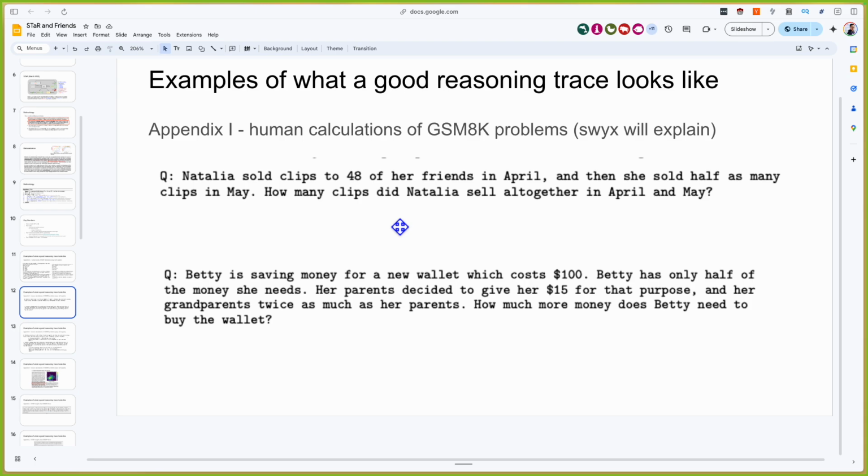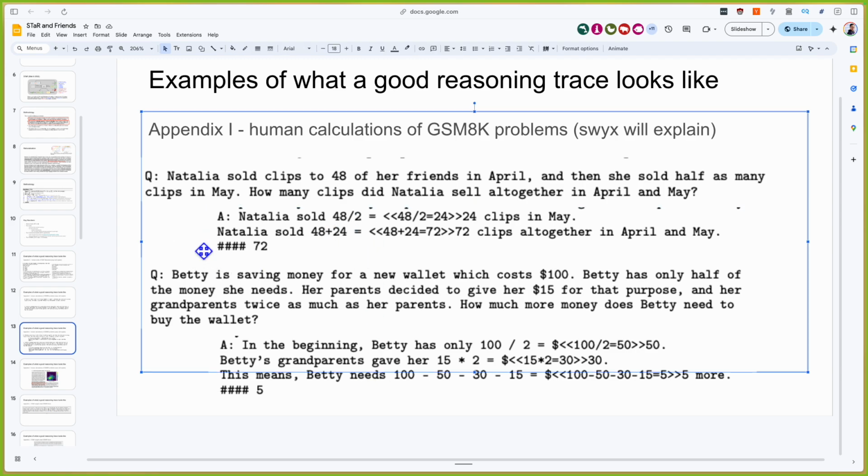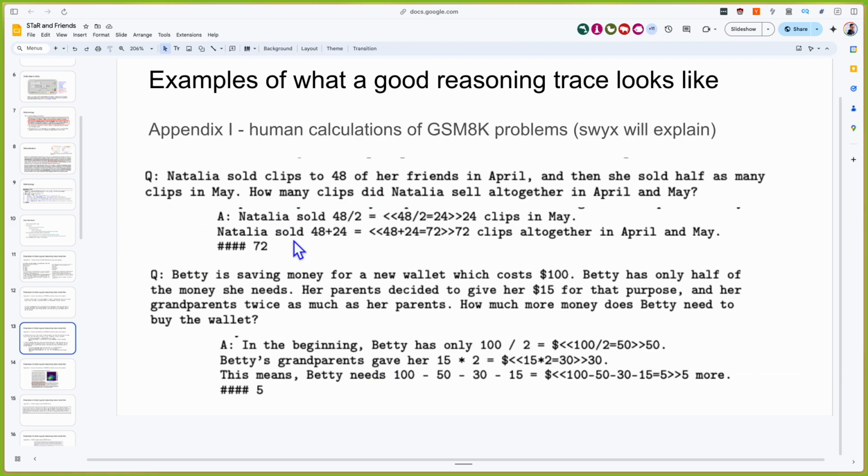Perfect. So the answer is 72 and 5. And both of you gave a little bit of chain of thought. Would you be surprised that a language model can do that? So these are the generated answers of STAR, showing what Eugene said and what Eric said.